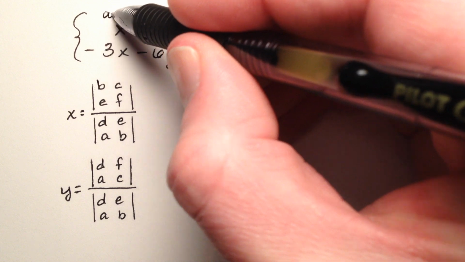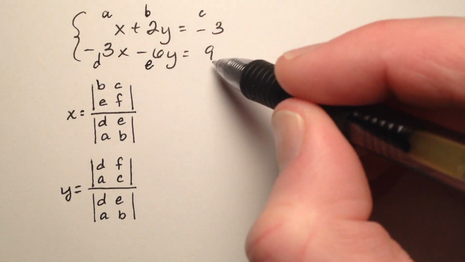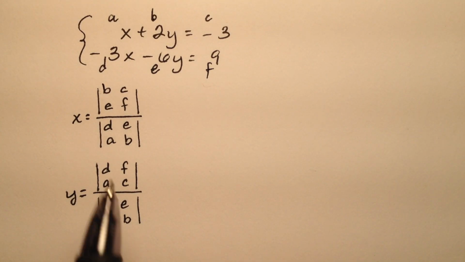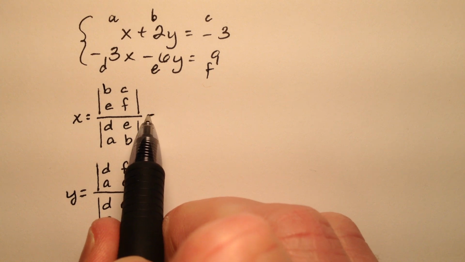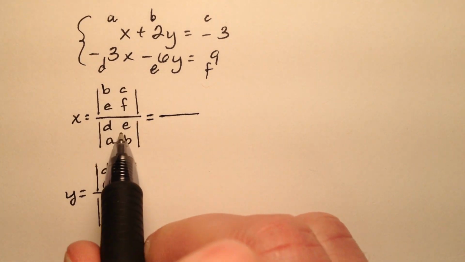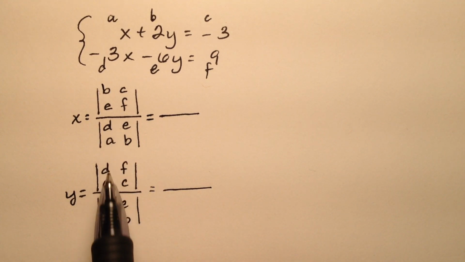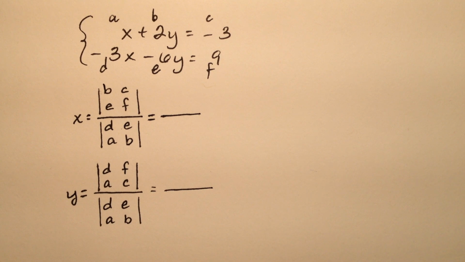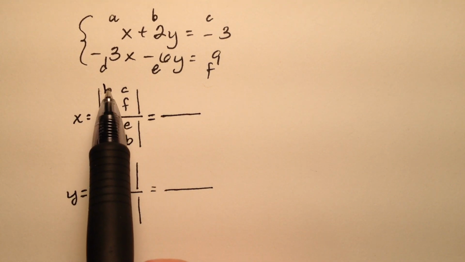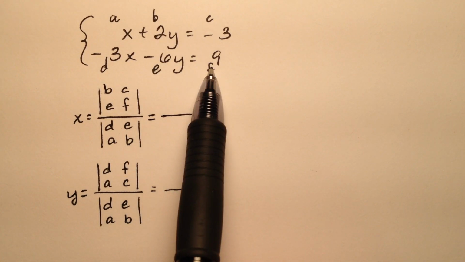So let me go ahead and write an A, B, C, D, E, F. And these are going to be the values that I use inside these determinants. So for my x value, I have the ratio of a determinant here over another determinant. Same with my y value. And you'll notice the x and the y's have the same denominator determinant. So for my x, in the numerator, BC, EF. So BC, EF will be this pattern.